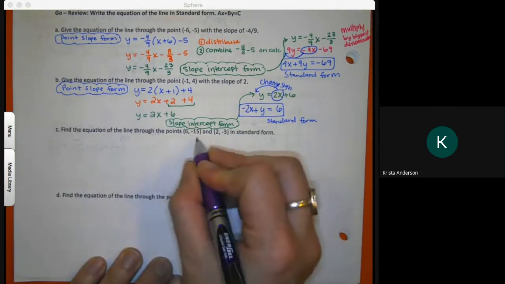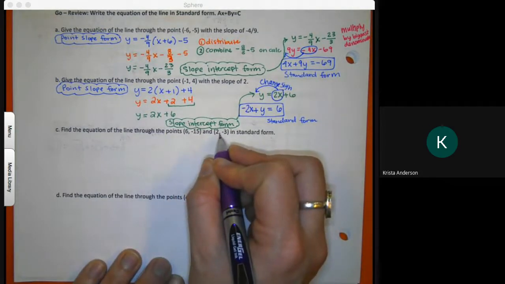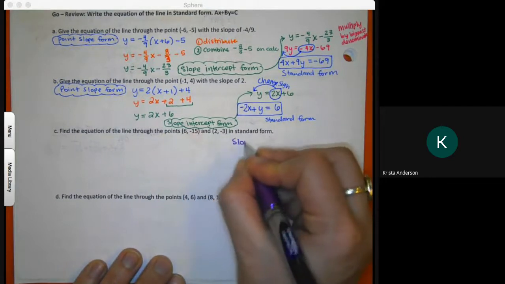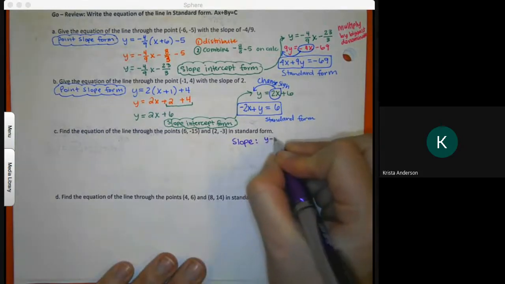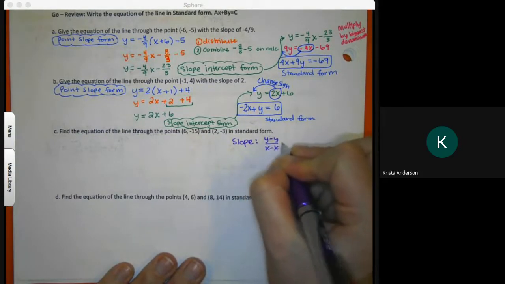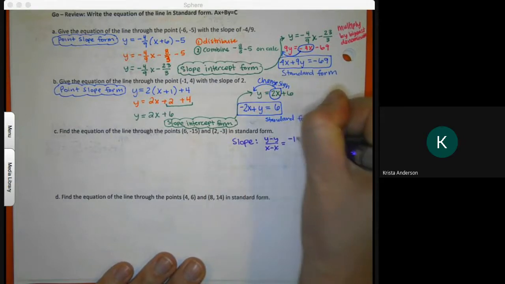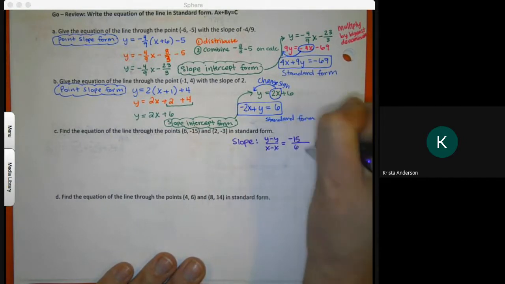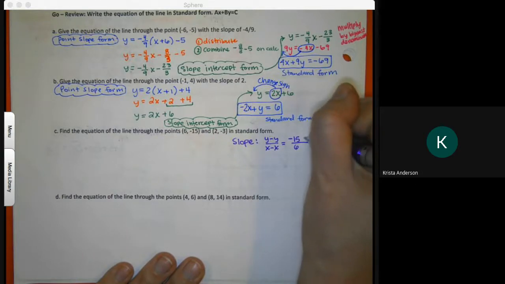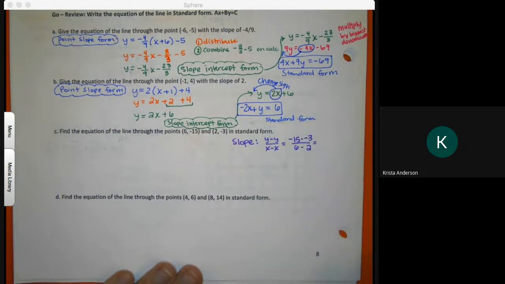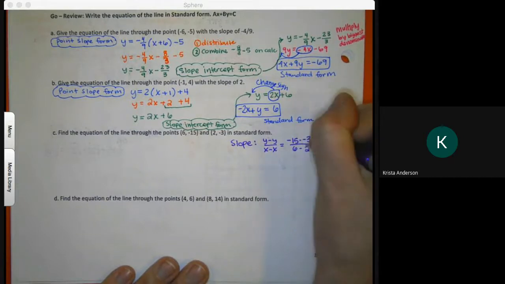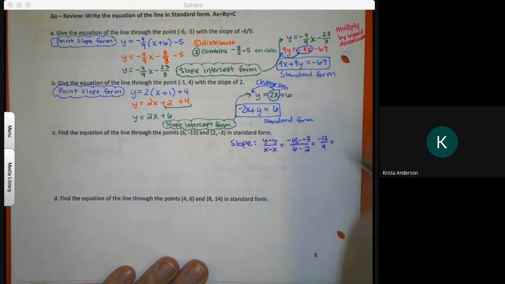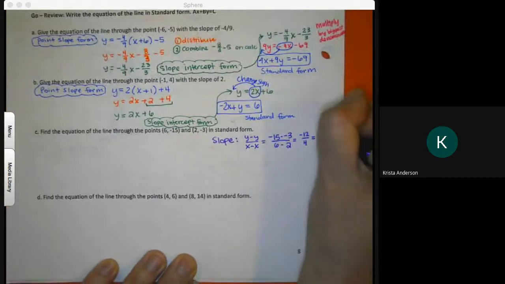What if they give you 2 points and you don't know your slope? You can find your slope. Y minus y over x minus x. Negative 15 over 6. Negative 3 over 2, and I place the minus signs. That gives me a negative 12 on top and a 4 on the bottom. Negative 12 divided by 4 is negative 3.